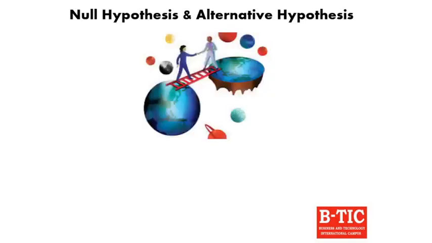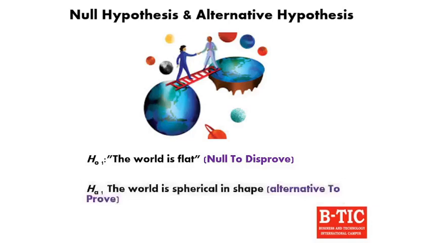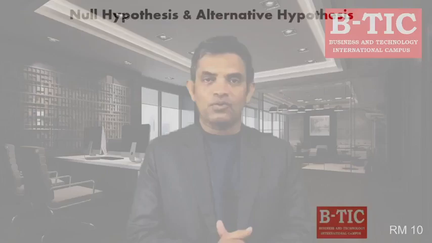Now, we believed this world to be flat some centuries ago. Later, some scientist came up and he said the world is spherical in shape. To establish this, he has two burdens. Number one burden is to disprove the world is flat. This is his null hypothesis because he has to disprove this. And further, he has to prove that this world is spherical in shape. That is his alternative hypothesis because he has to prove it.